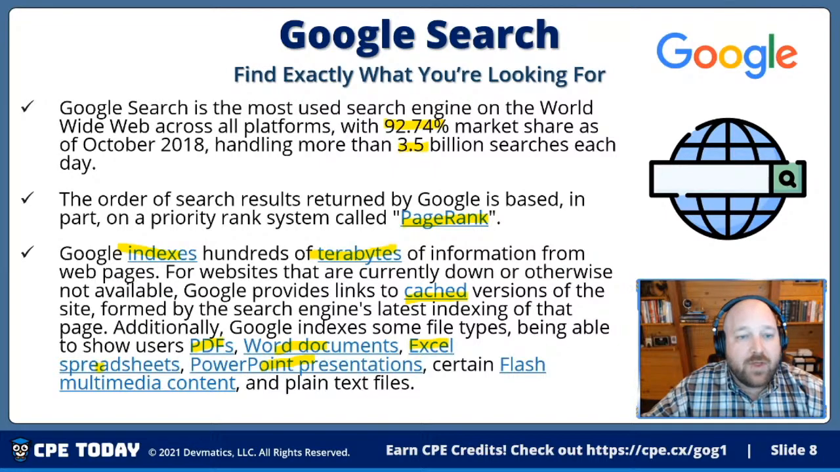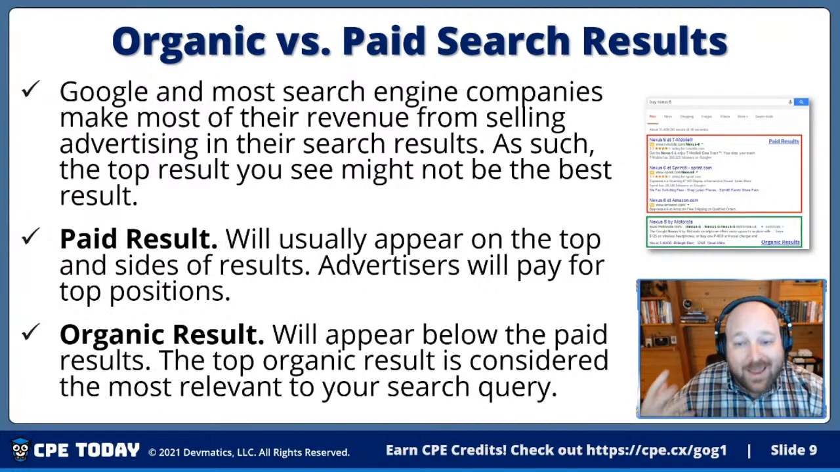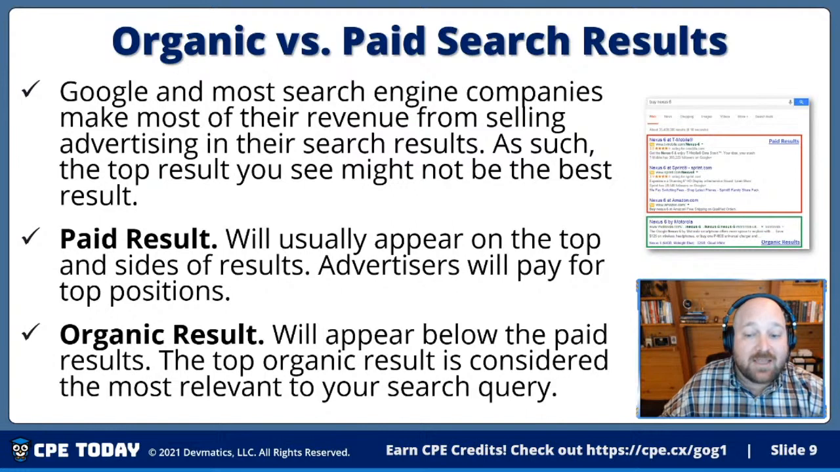Now, within Google, there are a couple of different types of results that we should be aware of. We have organic, and then we also have paid results. Now, if you've ever wondered how the heck Google is able to provide this incredible service of search, well, at the end of the day, they are an advertising company. And within Google search, we will see two categories of results. We will see paid results, and then we will see organic results.